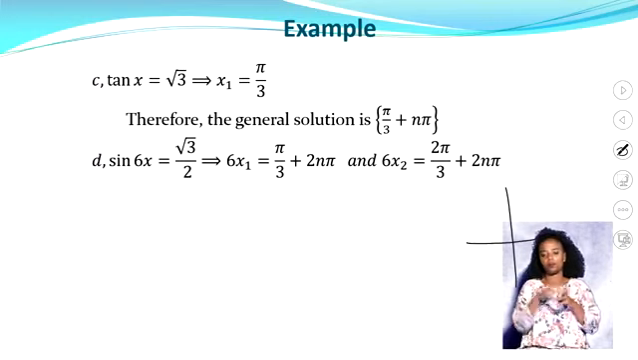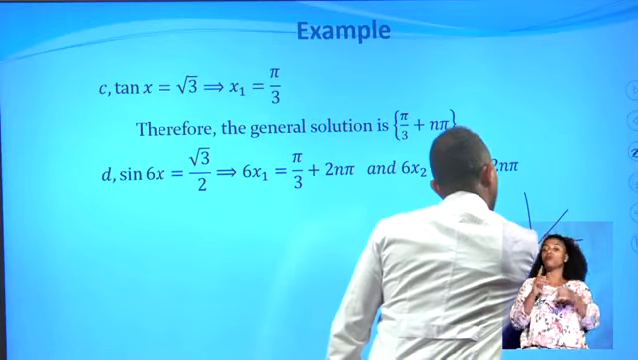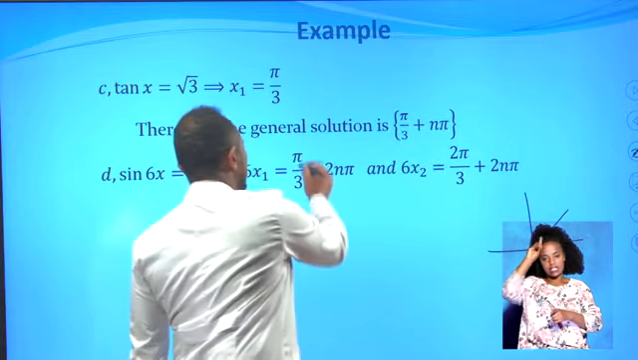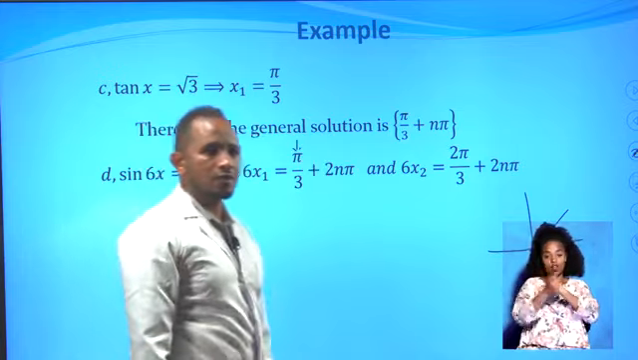Sine will be root 3 over 2 on 60 degrees, so it's positive. One particular solution is 60 degrees here. Thus, this one particular solution is 60 degrees. When you convert it into radians, it is pi over 3.